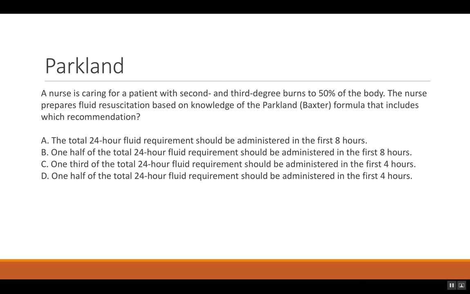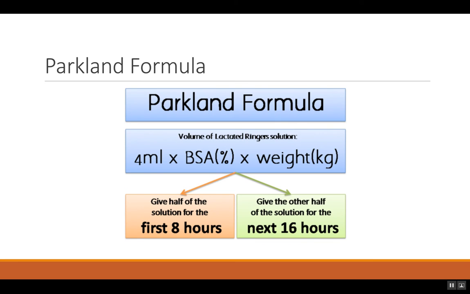So fluid resuscitation with the Parkland formula recommends that one half of the total fluid requirement should be administered in the first 8 hours, a quarter of the fluids over the next 8 hours, and then the other quarter in the 8 hours following that. So in 8 hours, they'll get half, and in the next 16, they'll get half divided in 2. Here's that formula. So again, this is the calculation. It's 4 mLs times the percentage of the body surface area burned, times their weight in kilograms. The first half is given over the first 8 hours and the other half over the following 16.